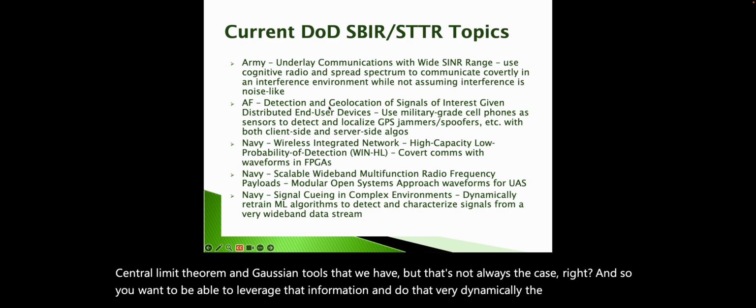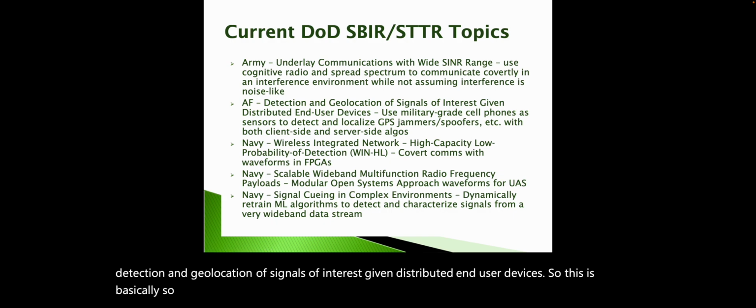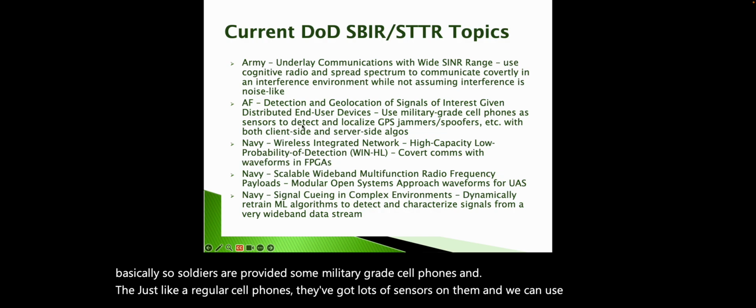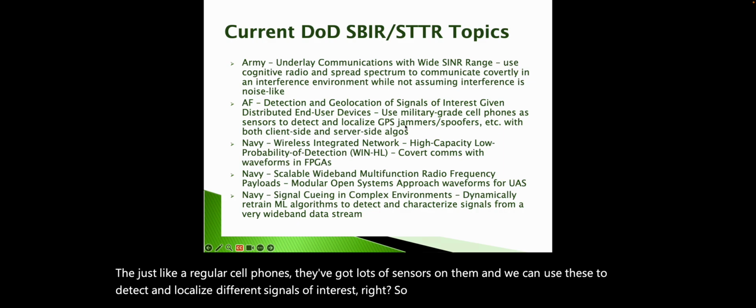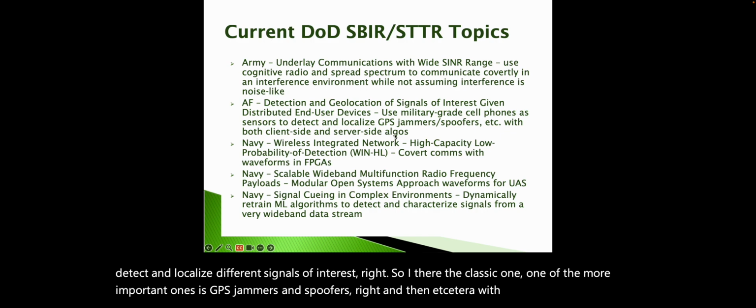The Air Force has detection and geolocation of signals of interest given distributed end user devices. So this is basically, soldiers are provided some military grade cell phones, and just like our regular cell phones, they've got lots of sensors on them, and we can use these to detect and localize different signals of interest, right? So the classic one, one of the more important ones, is GPS jammers and spoofers, right? And then etc. With both client side and server side algorithms.